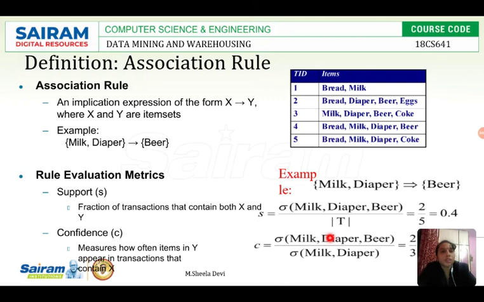And what is the confidence? Confidence of milk, diaper tends to beer: how many times do milk and diaper occur with the beer? Only 2 times, as we said, in the third and fourth transaction, divided by how many times milk and diaper are occurring. Milk and diaper are occurring 3 times. So 2 divided by 3.